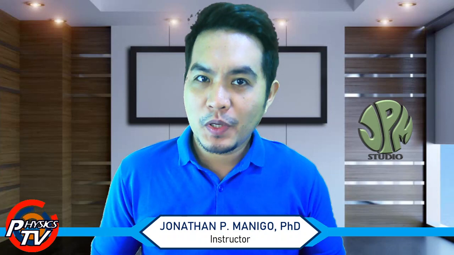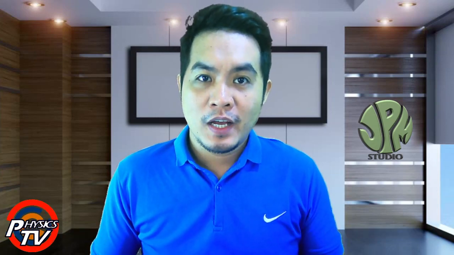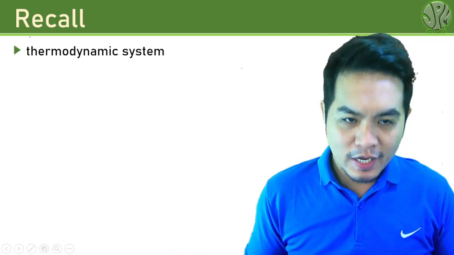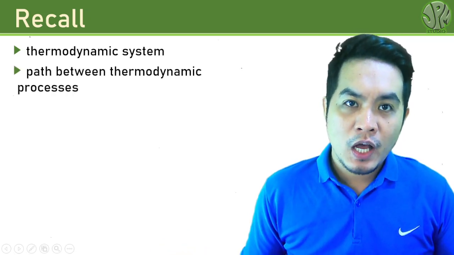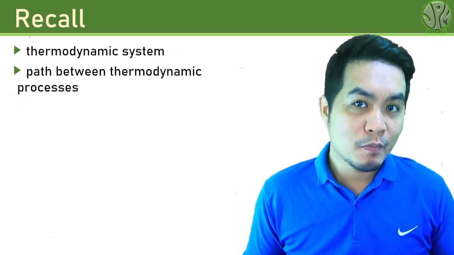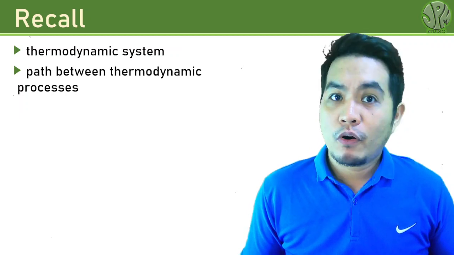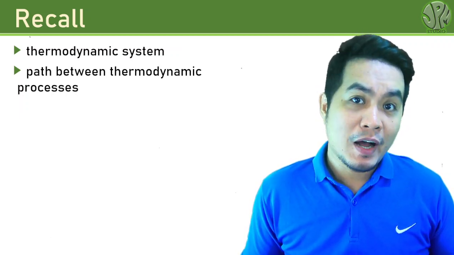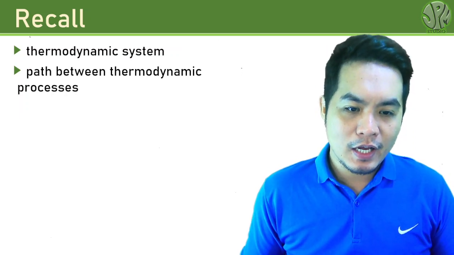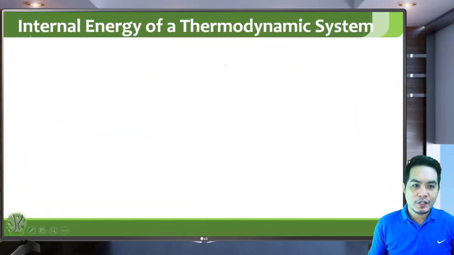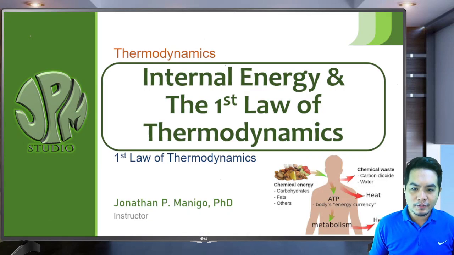So in this lesson, we will now be ready to define the first law of thermodynamics. But before that, let us first review some lessons. In the previous lessons, we have discussed what a thermodynamic system is and how the path between thermodynamic processes affects the heat absorbed or released by the system and the work done on or by the system. In this lesson, we will first discuss what the internal energy of a system is and then define the first law of thermodynamics.